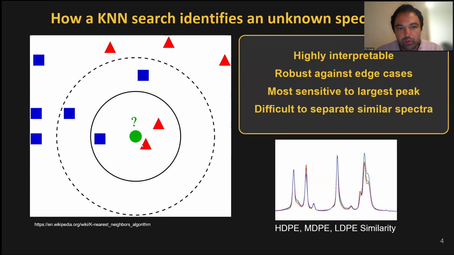For classical spectral library search, you're going to use a correlation. So you're actually going to weight things that are very far away by essentially the square of how far they are away. And you're going to give things that are far away a lot more importance in determining what your best match is. It's very interpretable. These types of approaches are really robust against edge cases.